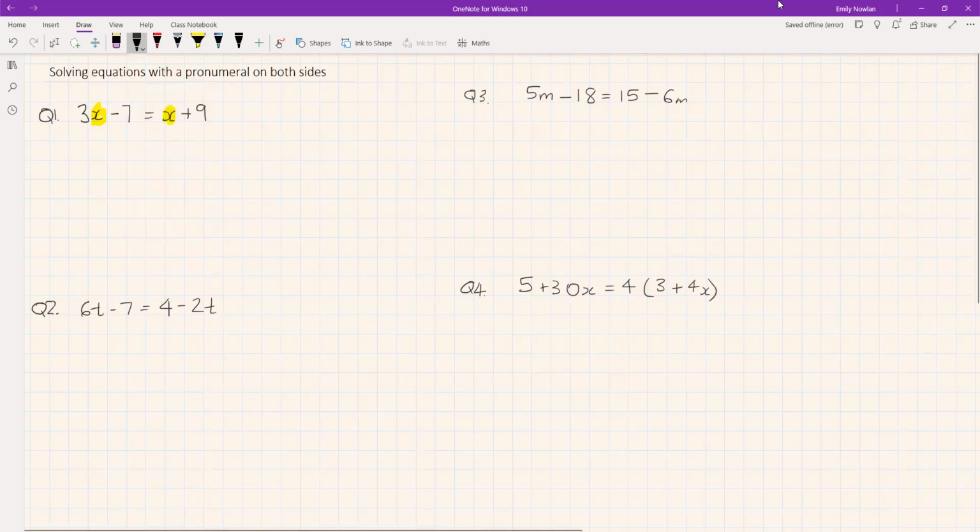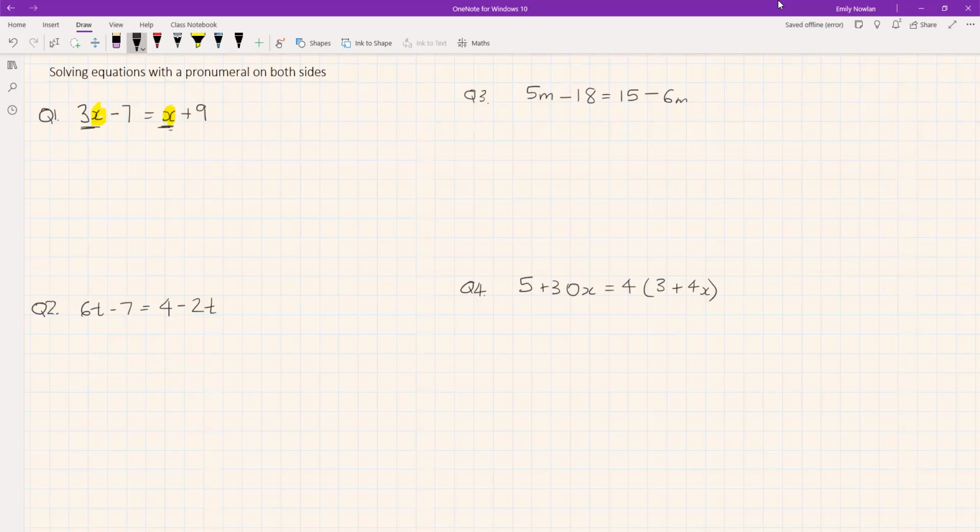So what do we do when we want to solve these? We need to get the two unknowns on the same side of the equal sign. Now, you don't have to move the smallest one, but it's often easier. The smallest one in this case, we've got a 1x and a 3x. The smallest one is the 1x. So let's move this one.